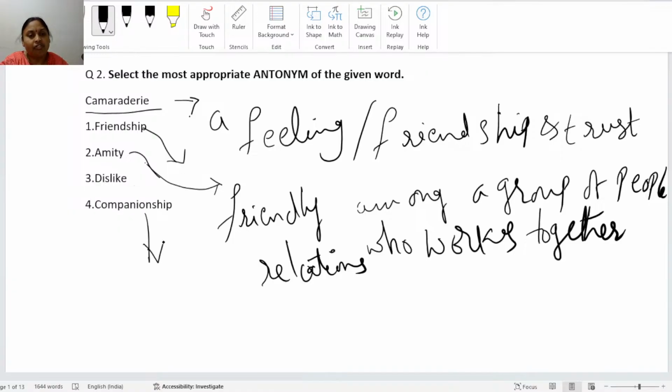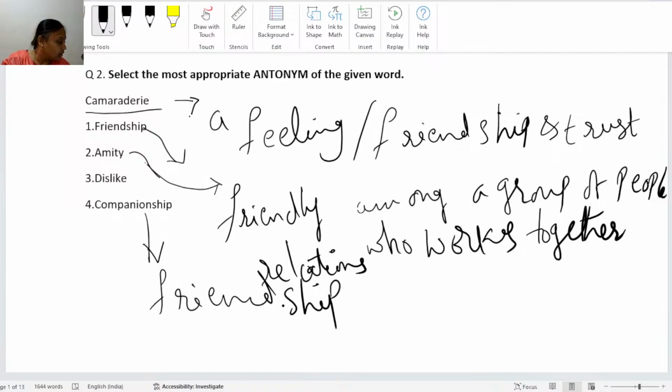Companionship. What is the meaning of companionship? Whenever two or more people do the work, they will be in mutual coordination. They are in a friendly environment. So in that case, companionship will be considered related to friendship. So accordingly, what will be the answer? Please guess and let me know in the chat box.